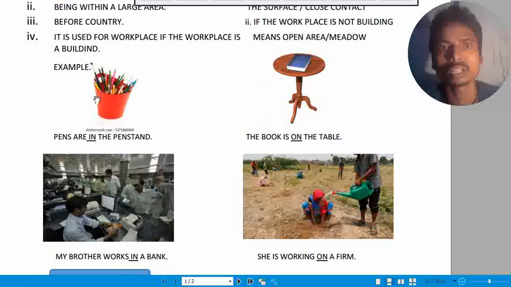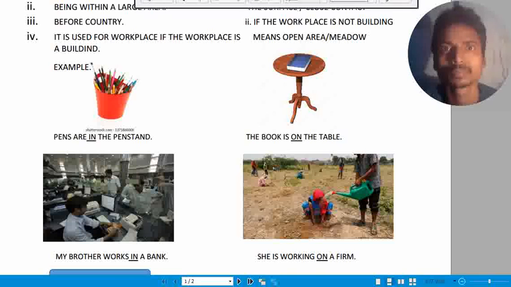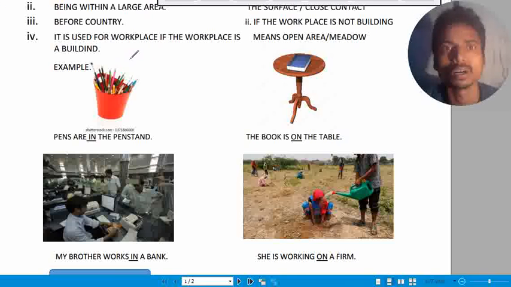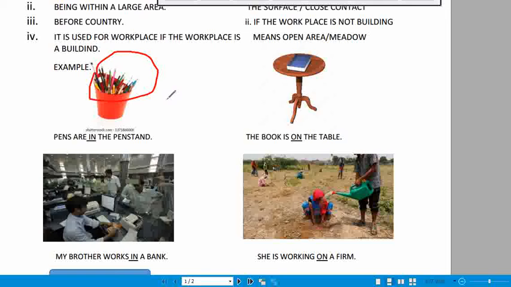Example, here the pens are inside the cup or inside the pen stand. So we will use, pens in the pen stand.